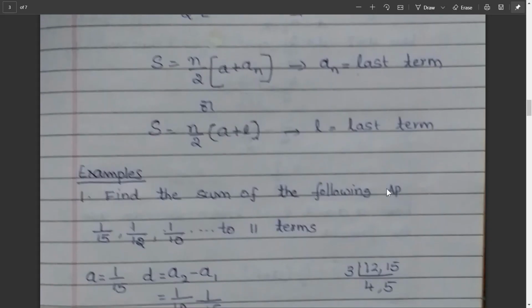Example, find the sum of the following AP. See, this is the AP. 1 by 15 is the first term, 1 by 12 is the second term, 1 by 10 is the third term, up to 11 terms. In this AP, 11 terms are there. We have to find the sum of 11 terms. Adding each term takes time. So we use the sum formula.